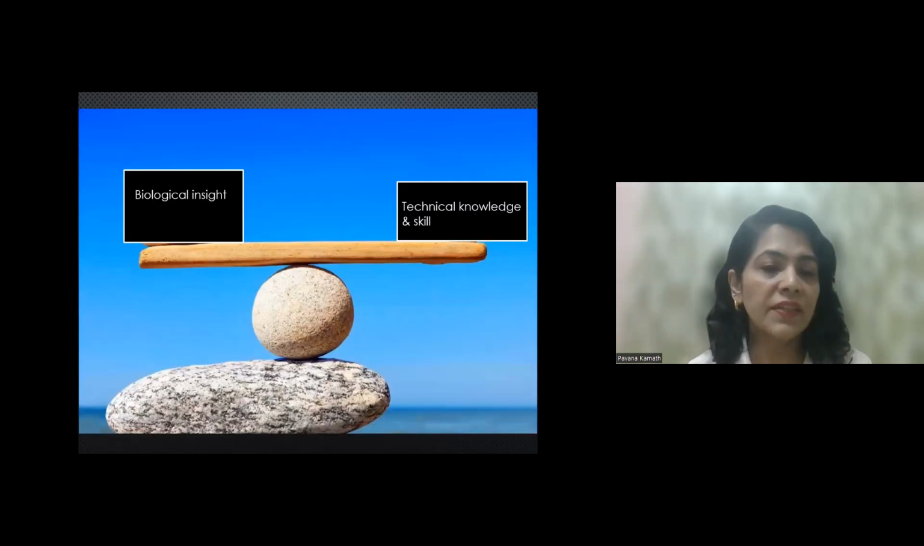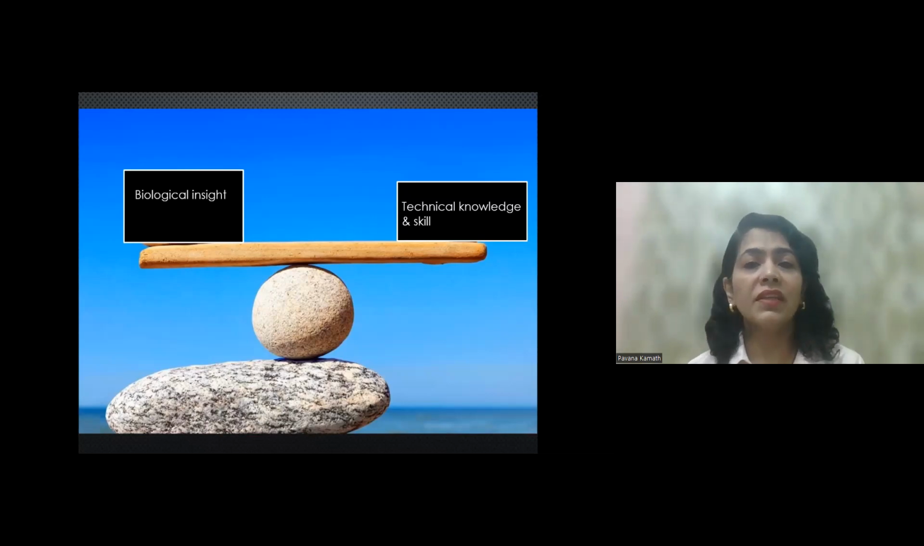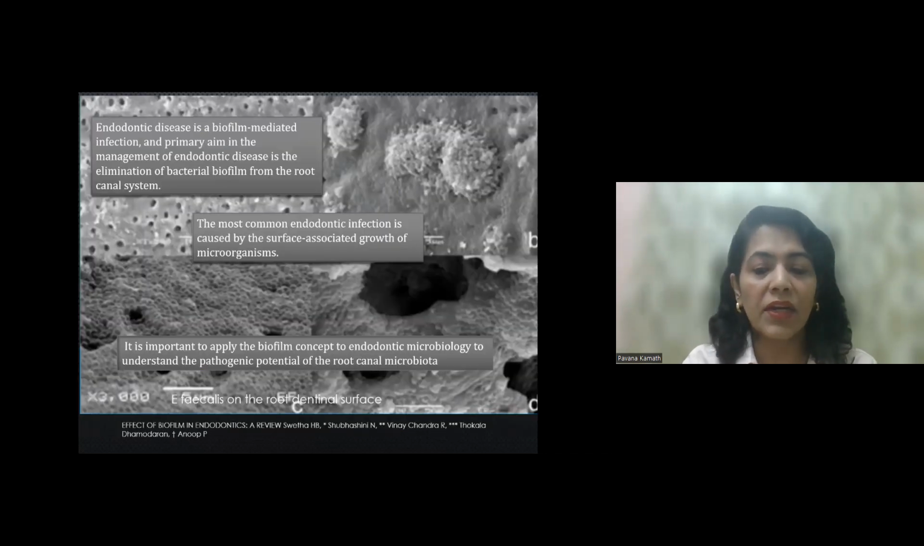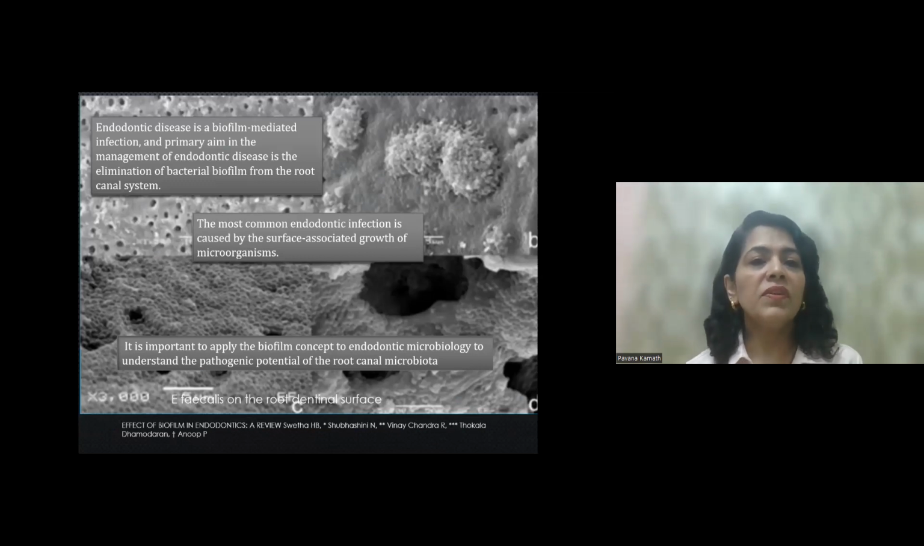Whenever we treat an endodontic infection, a root canal therapy's success depends upon the biological insights of the dentist, which he combines with his technical knowledge and skill. What I mean to say is biological insight means that endodontic disease is a biofilm-mediated infection, and the primary aim in management of endodontic disease is the elimination of the bacterial biofilm from the root canal system.